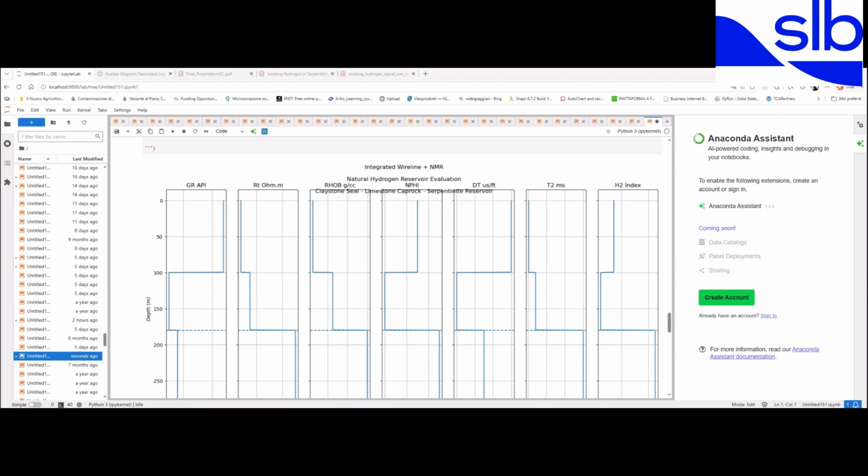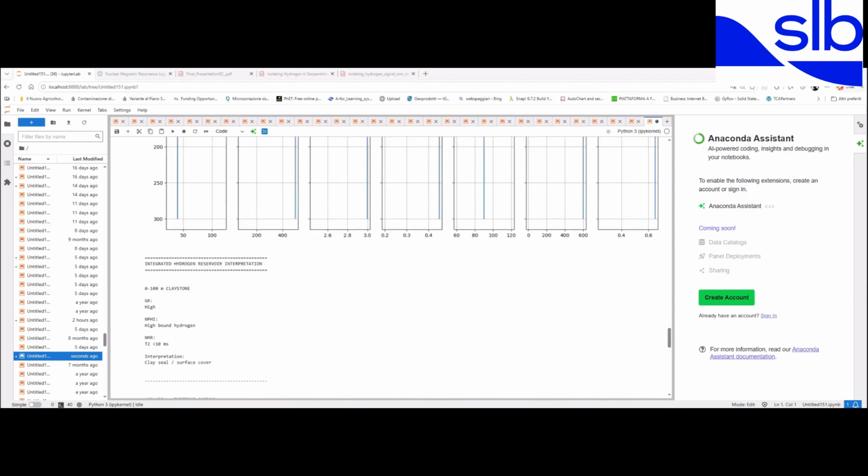Finally, we have the integrated wireline. For integrated wireline log results, NMR, natural hydrogen reservoir, you have the sonic log, resistivity logs, and plotting all of the data with the gamma ray logs. The integrated hydrogen reservoir interpretation.